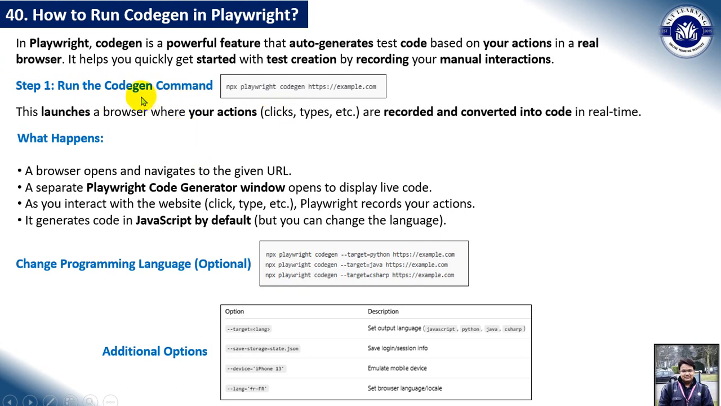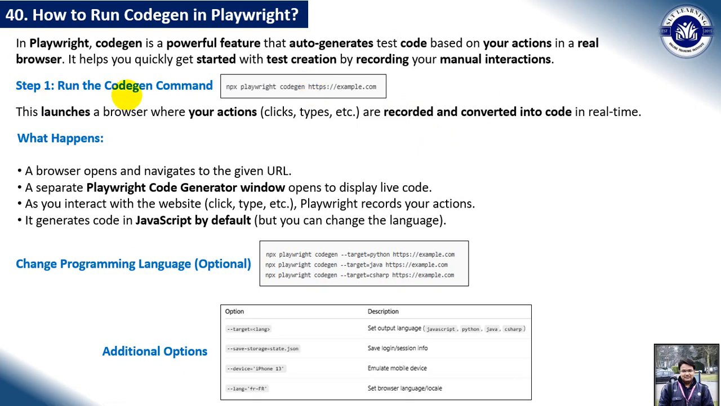How can you run the codegen command? So simple: npx playwright codegen and the URL of your application. When you hit enter, it will launch this URL in a default browser along with codegen, and whatever steps you perform, whatever clicks you do, each and everything will be recorded and converted into code in real time. So this is very useful when you start with Playwright.